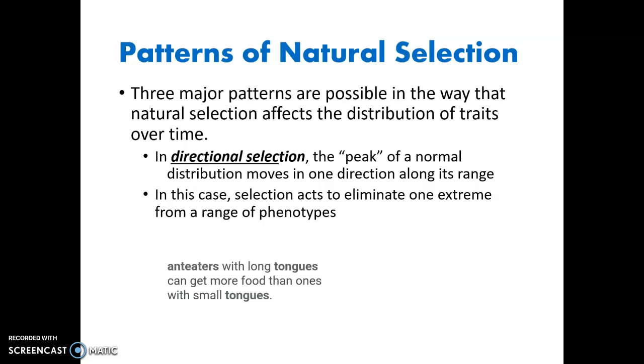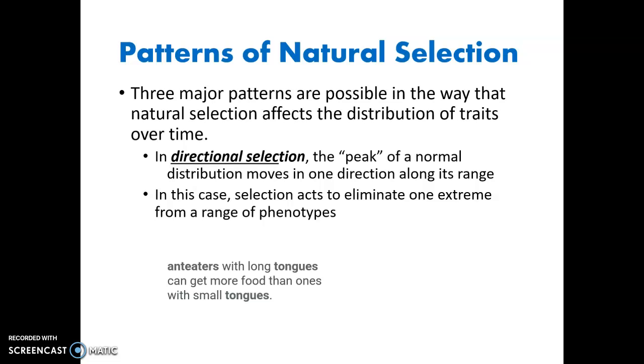All right, let's get into the particular patterns of natural selection. There are going to be 3 major patterns that we're going to talk about, and these are patterns that are possible in the way that natural selection affects the distribution of traits. So when we talk about this, we're going to be talking about the level of the different traits over different periods of time, depending on what's going on in the environment.